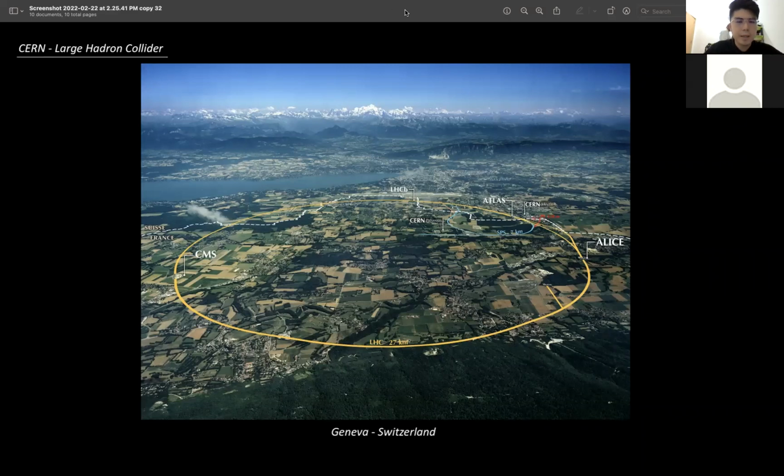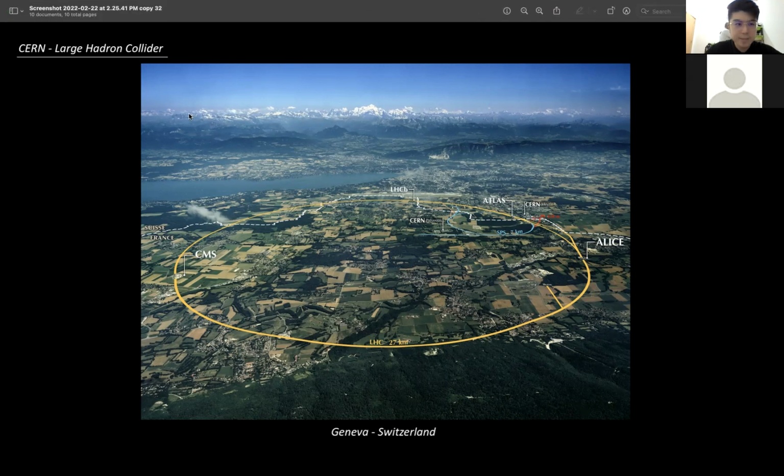About 40 years ago, they built this organization, and the aim is to study the field of particle physics. Particle physics is just the study of collisions. You are basically colliding particles and seeing what comes out. That's particle physics. They built the Large Hadron Collider, which is located in Geneva, Switzerland. You can see the Alps here, the blue mountains at the back, and you can see the ring in yellow color.